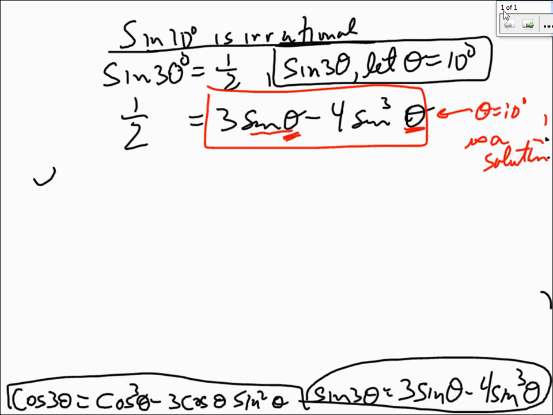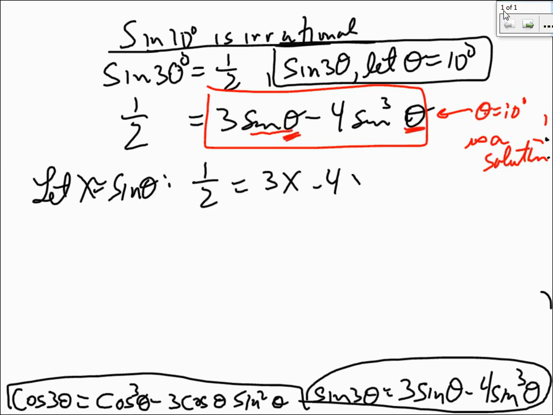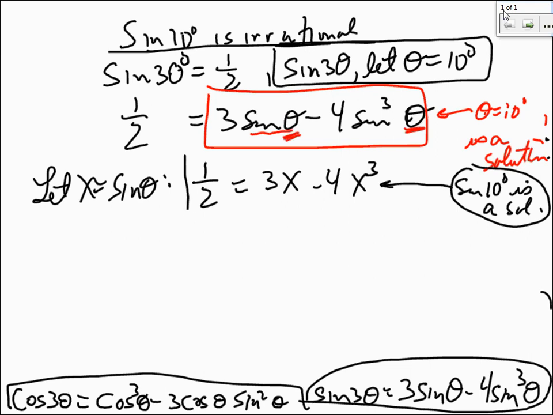So now, we let x equal the sine of theta. So I go 1/2 is equal to 3x minus 4x cubed. Well, in here, we have that sine of 10 degrees is a solution. And this is where it all comes together. Let's see if this cubic has any rational solutions.